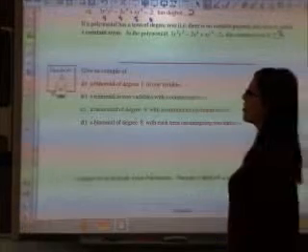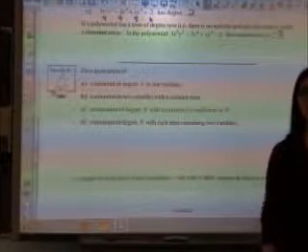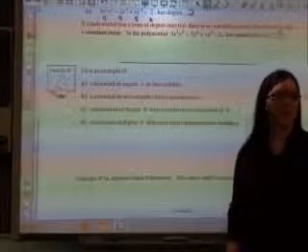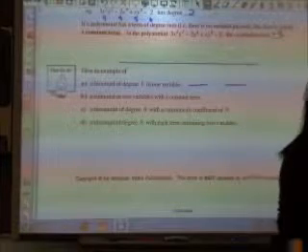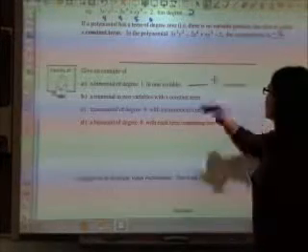Give an example of a binomial of degree 1 in one variable. So if it is a binomial, how many terms do I have? 2. Blank and blank. What comes between the 2 terms? Math. What math sign though? Addition or subtraction? Pick one. Addition, okay.